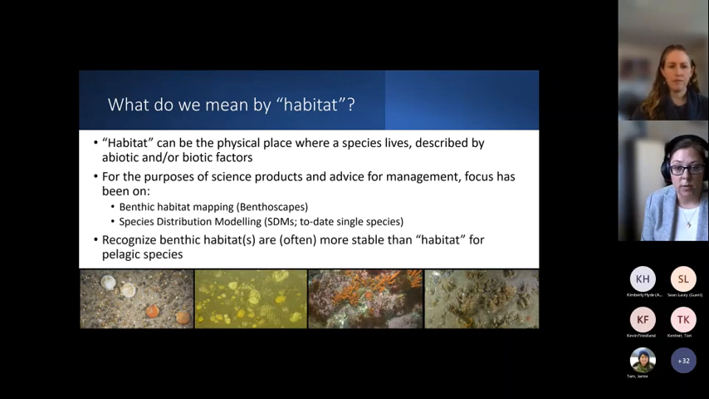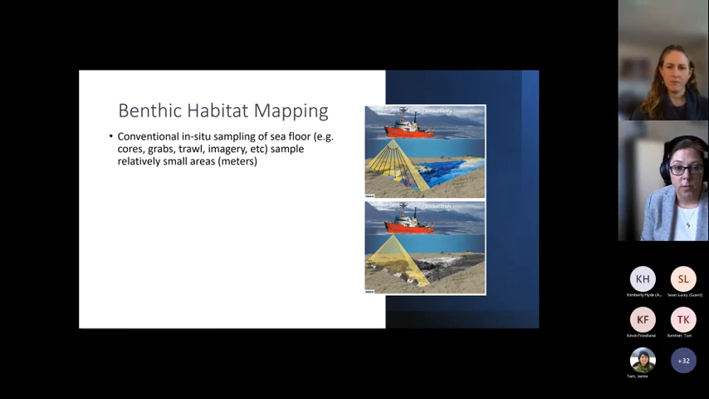And just a comment that we focus more on the benthos or on benthic and demersal species. And we recognize that, of course, benthic habitats are often more stable than habitats would be for pelagic species. So benthic habitat mapping can and historically has used discrete samples to derive habitat maps. However, conventional in situ sampling on the seafloor, such as cores, grabs, trawls, imagery, sample relatively small areas, such as meters, making it difficult to use these data alone to derive accurate habitat maps at broader spatial scales.